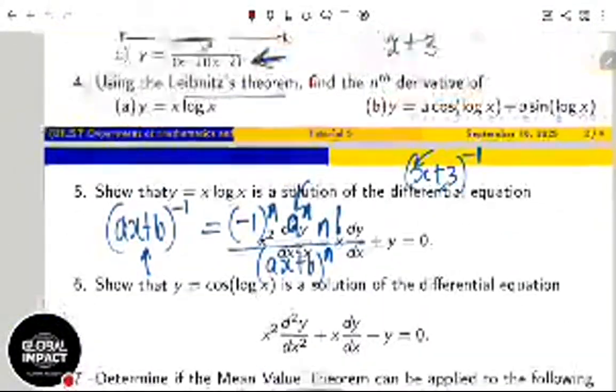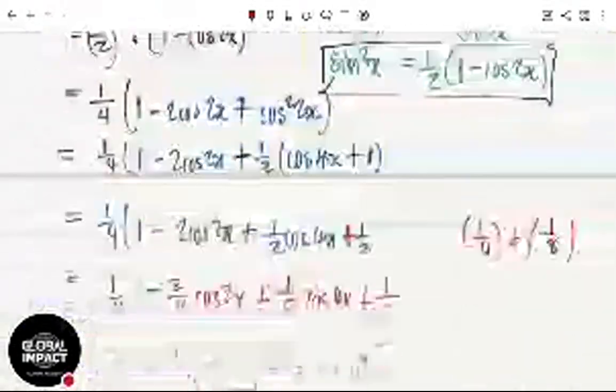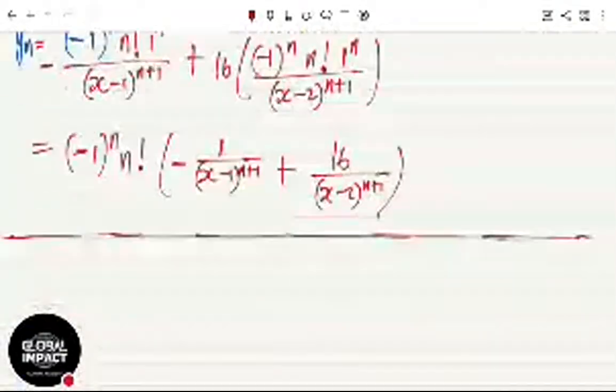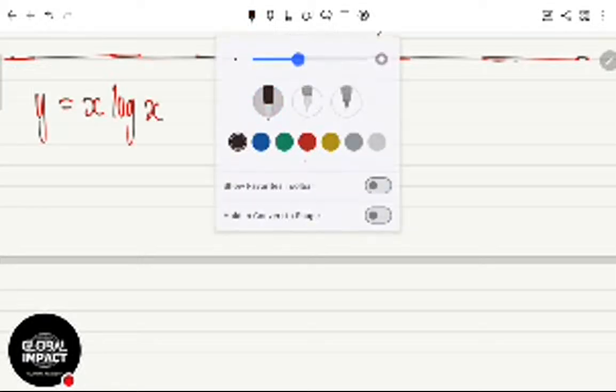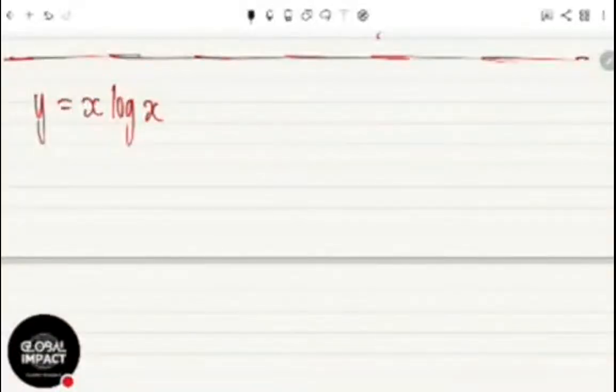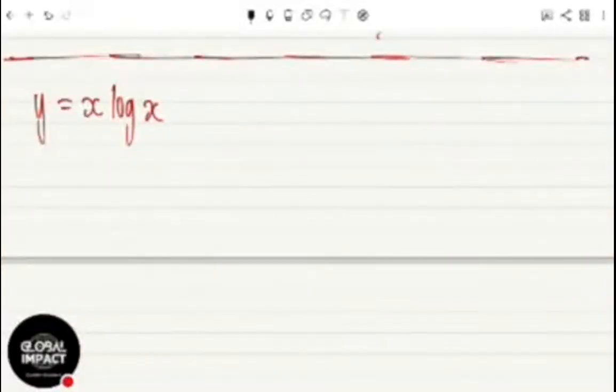Using Leibniz, wow, what is happening? We have x log x. So let's say that we have y equal to x log x. Let's find the nth derivative using Leibniz. So what you're going to do for Leibniz, this is just easy. If the situation is not given to you already, you will create one, but you need a situation where you have two things multiplying, right?